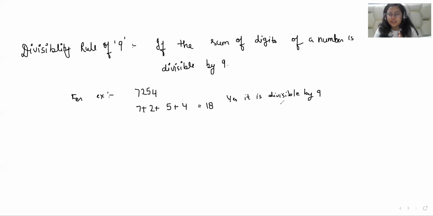It is quite similar to the divisibility rule of 3. There you also check the sum of all the digits and whether the number comes in the table of 3, so it is divisible by 3. So here it's the same. You just add all the digits and check whether the sum is divisible by 9 or comes in the table of 9. So let's discuss some more examples also.